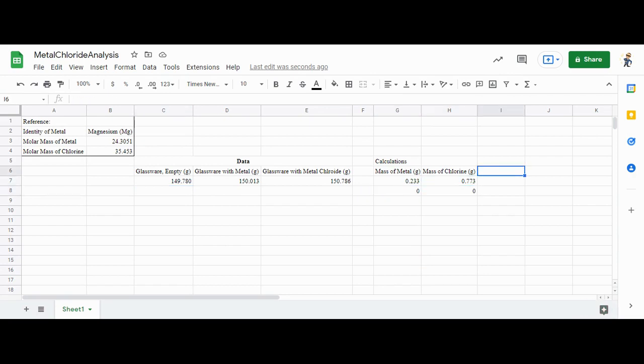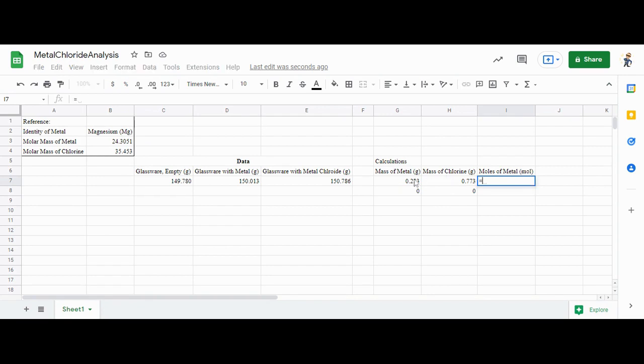Now we're going to calculate moles of metal. To calculate moles of metal, it is the mass of the metal divided by the molar mass of the metal. That ratio of the mass of the metal to its molar mass will tell us the moles of the metal. Now, because the molar mass of the metal was a reference amount, we're going to need to use a specific reference instead of a general reference, because each time we paste the same formula down, we don't want that reference to also move down.